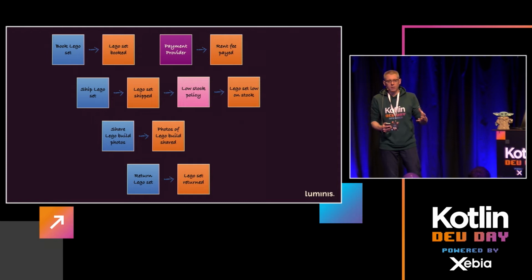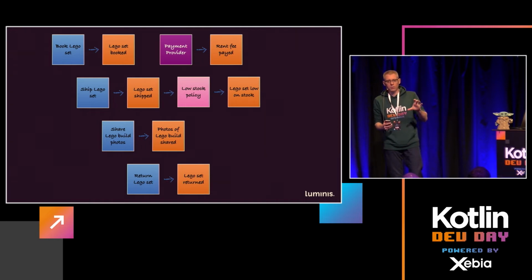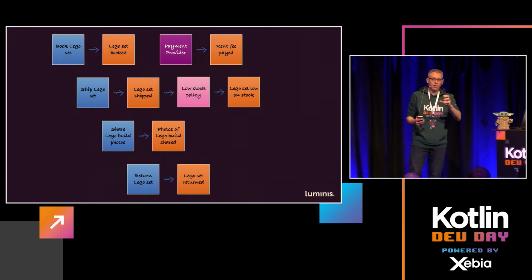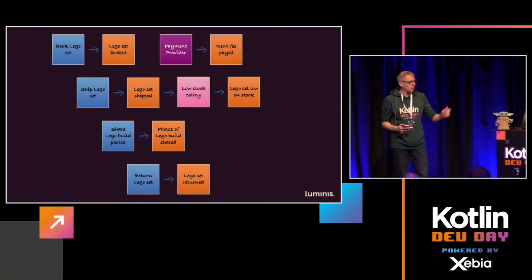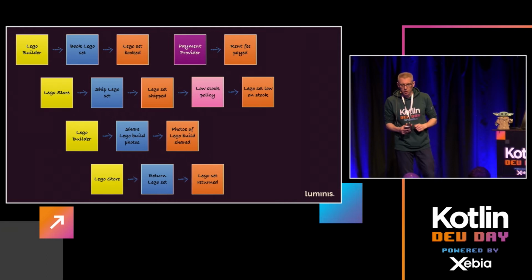We're going to add the commands, like what are the triggers for these events. So we add all these triggers, like someone books a Lego set, and you can all sort of see a pattern here. For every event, there is a command. And there's a few other things like policies. I'm not going to explain them now, but there's other stuff that happens as well.